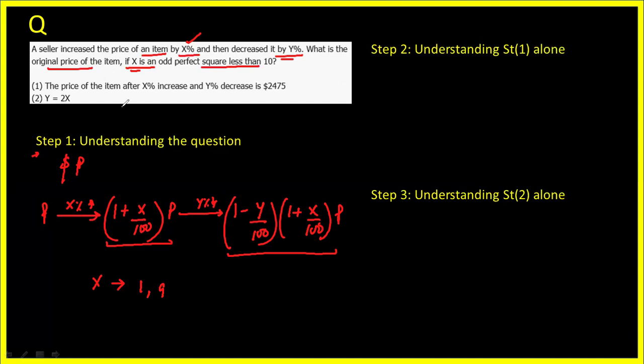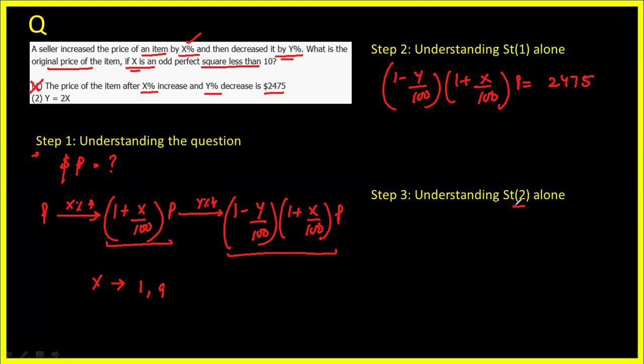Now, first statement: it says that the price of an item after X% increase and Y% decrease is 2475. That means this value, the final price from the second statement, that is (1 - Y/100) times (1 + X/100) times P, is equal to 2475. So we are not able to find out the price. The question asks us about the price. P cannot be calculated. Why? Because X and Y are unknown. From the first statement, P cannot be calculated.